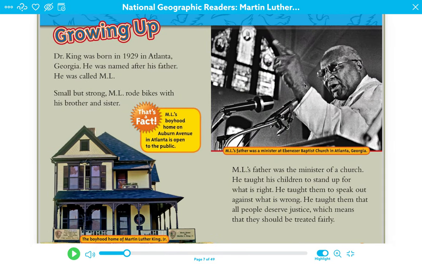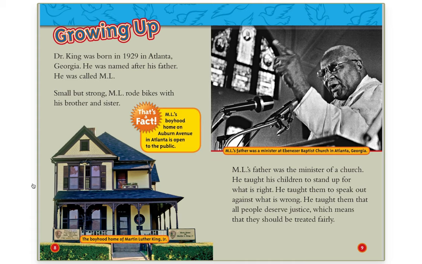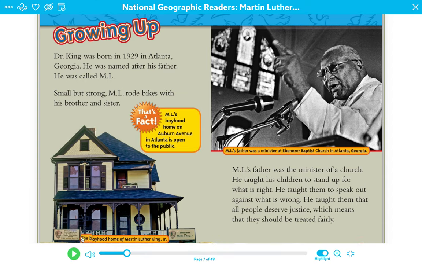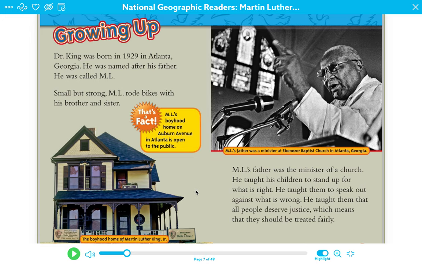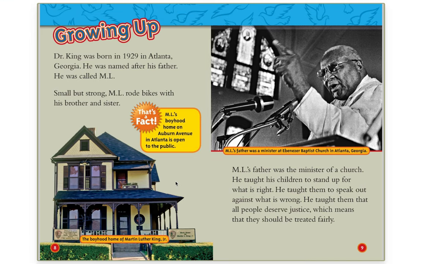This book is all about Martin Luther King Jr. This section is called Growing Up. Here you can see a picture of the home that he grew up in. This picture relates to the words in this section. Underneath is a label. This label says, the boyhood home of Martin Luther King Jr. Labels tell us what things are.